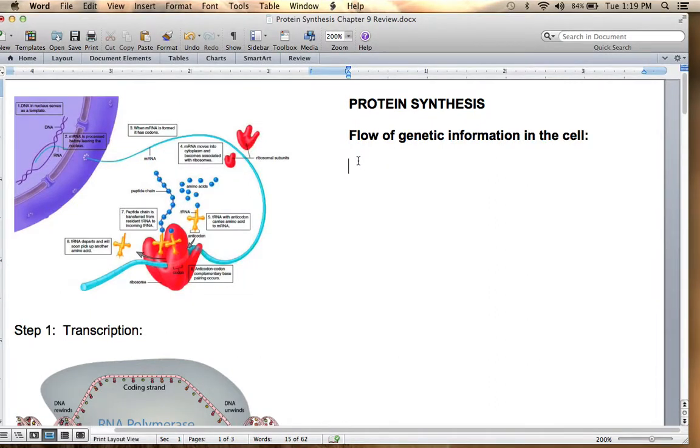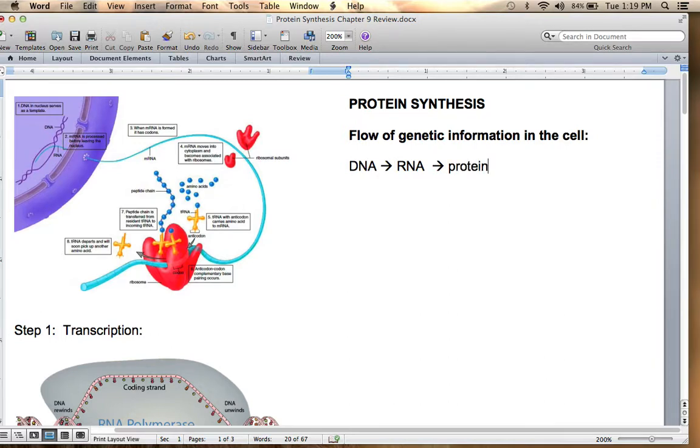Protein synthesis is the process by which your cell takes DNA that's found in the nucleus and transforms it into RNA, which leaves the nucleus and goes into the cytoplasm of the cell. And then the RNA is used as a template to make a protein. So that is the flow of genetic information in the cell.